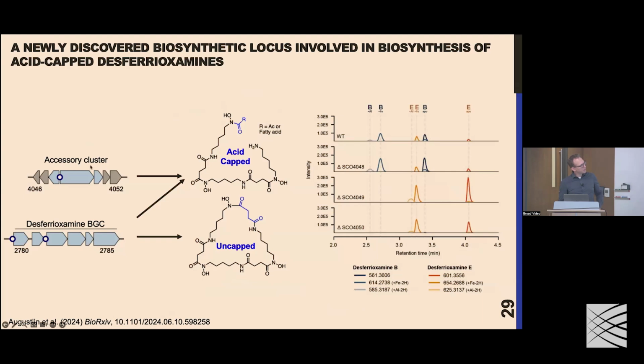Specifically, this gene cluster, which you see over here, the top gene cluster, works together with one of the other gene clusters to produce a specific subclass of these well-known siderophores called desferrioxamine, namely the acid-capped desferrioxamines. When you knock out these gene clusters, you see there's no effective production of these siderophores. And what is really cool is that not only can we predict the function of a gene cluster, but this was also in a model organism, Streptomyces coelicolor, which has been studied in terms of its biosynthetic gene clusters for decades.